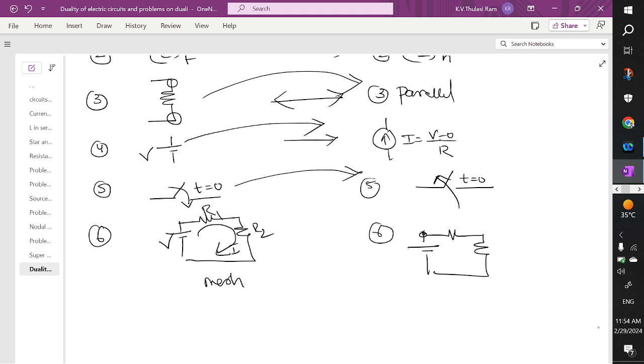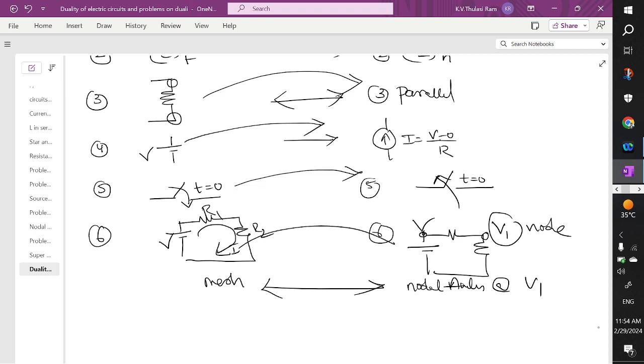The voltage here is known as V. Automatically this will be a new node, where this is called nodal. So here if you perform mesh analysis, here you have to find out the nodal analysis at node V1. So whatever you have as a mesh here, here you are going to have a node. So the dual of mesh is nothing but node.